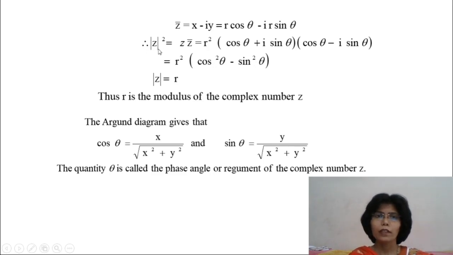So if we take the square root of this |z|^2, then it will become |z| = r. Thus r is the modulus of complex number z. The Argand diagram gives us that cos theta = x/r, where r is the square root of x^2 + y^2, and sin theta = y/r, where r is the square root of x^2 + y^2, and the quantity theta is called the phase angle or argument of the complex number.